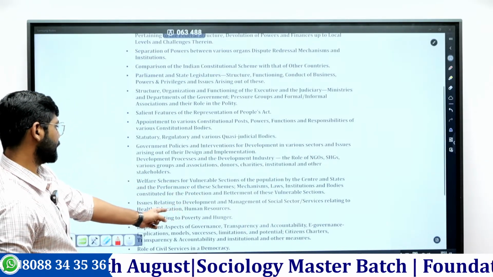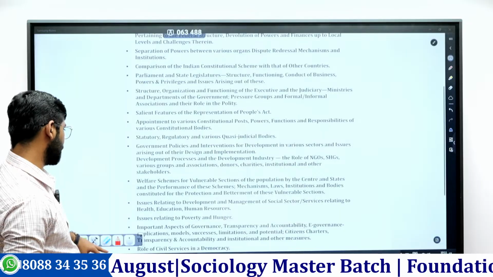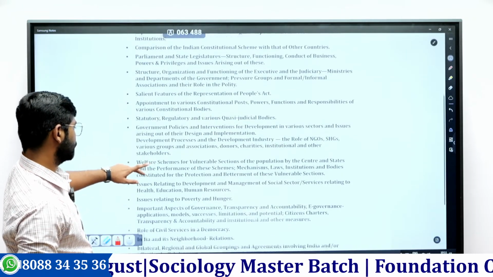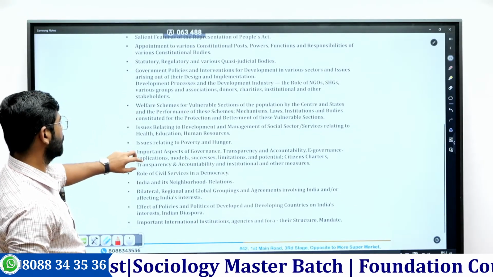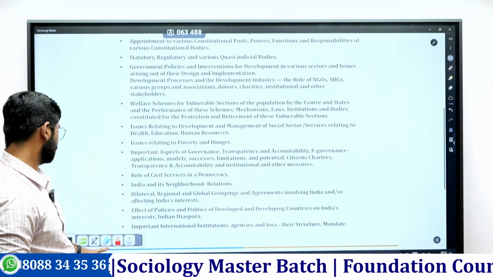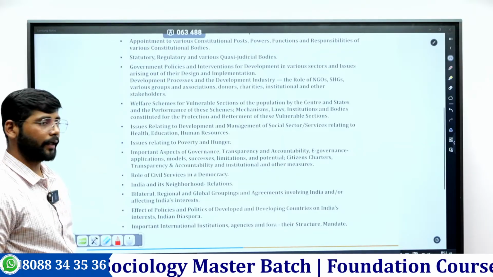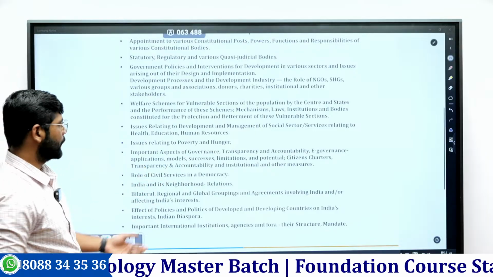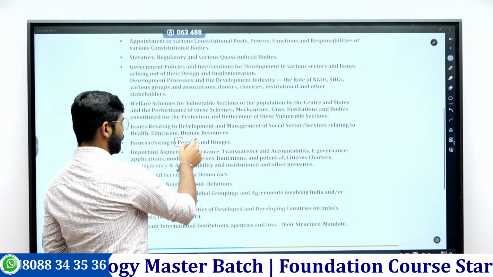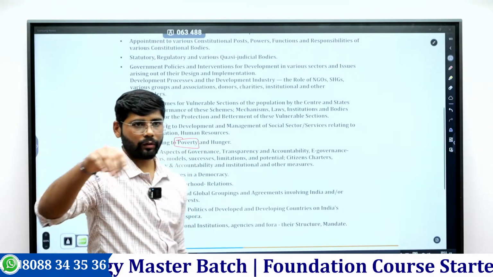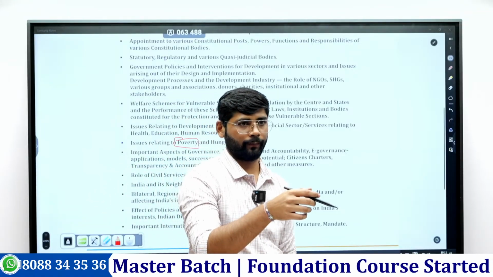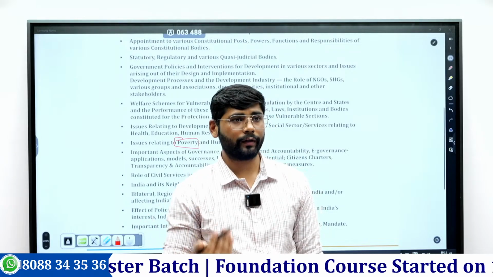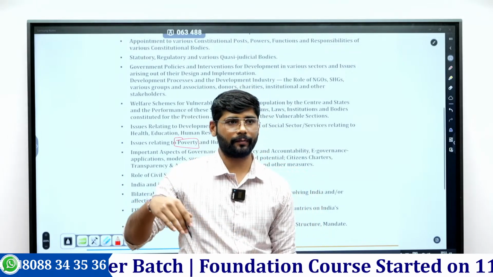Welfare schemes for vulnerable sections, issues related to development, management, social sector. Here, issues related to poverty. When it comes to poverty, the major cause is economic inequality. We'll obviously cover that there. So again, the source is here. When you cover the poverty aspect, you will cover all the peripheral areas related to poverty, the causes, all these things, and why a particular cause is causing poverty. There we'll see the dynamic aspects.